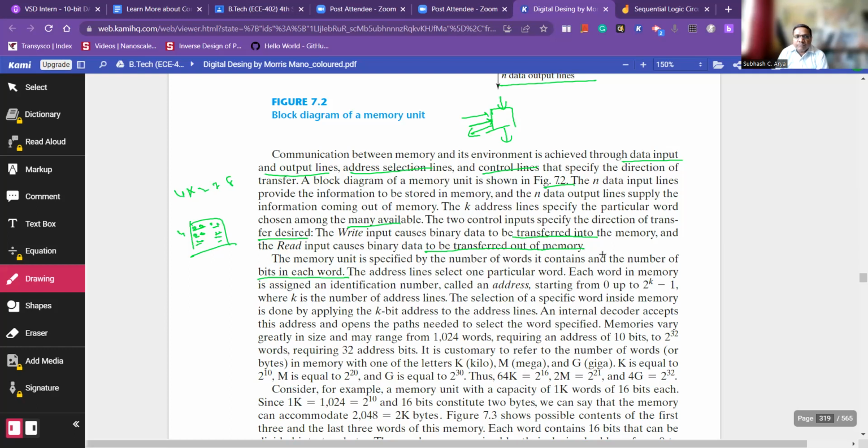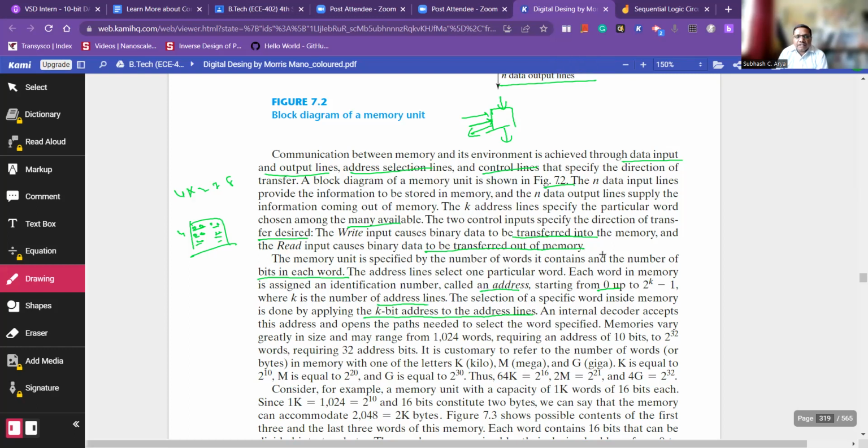The address line selects one particular word. Each word in a memory is assigned an identification number called the address, starting from 0 up to 2 to the power k minus 1, where k is the number of address lines. The selection of a specific word inside memory is done by applying a k-bit address to the address lines. An internal decoder accepts this address and opens the path needed to select the word specified.